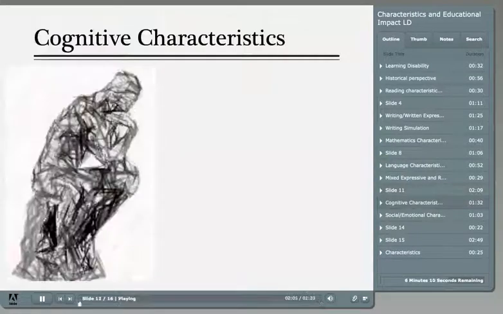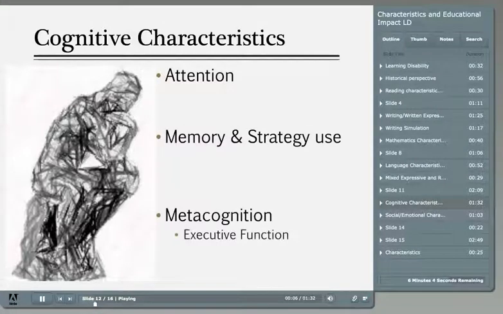Are we done? Cognition, or thinking, involves a number of sub-areas including attention, memory, strategy use, metacognition, and executive functioning. Keep in mind as we discuss the topic of cognition that we are not talking about IQ specifically. When we talk about attention, students with learning disabilities in the area of cognition may experience problems with focusing on the academic task at hand or may easily be distracted.